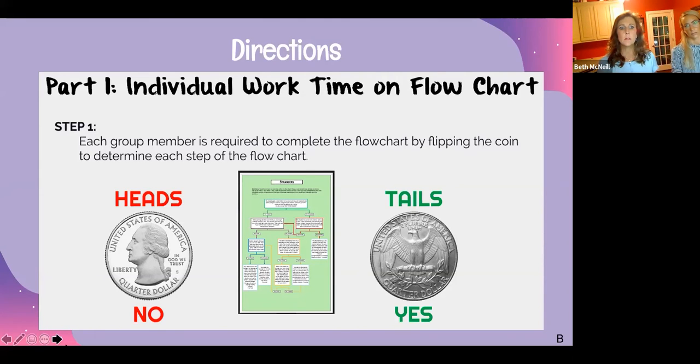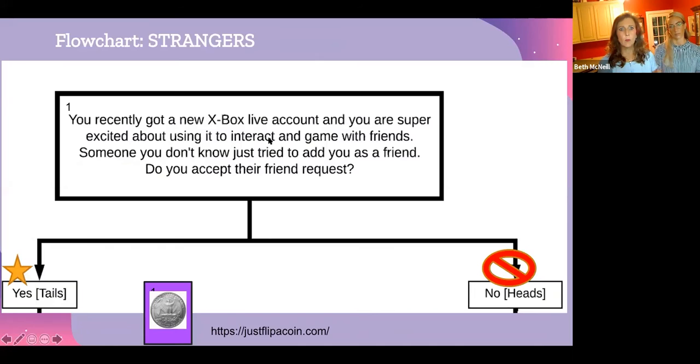So we'll start the flowchart with, this is the flowchart on strangers. And in the first box we read, you recently got a new Xbox Live account and you are super excited about using it to interact and game with friends.